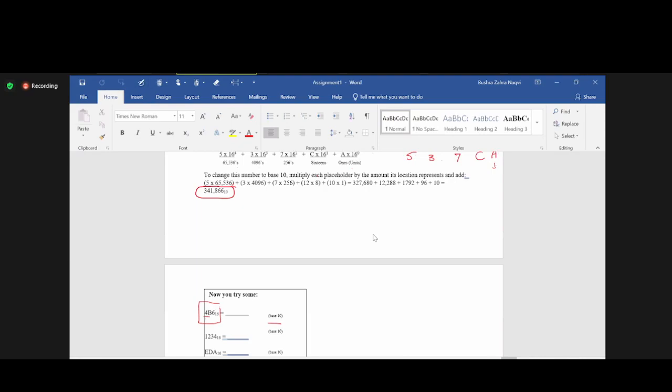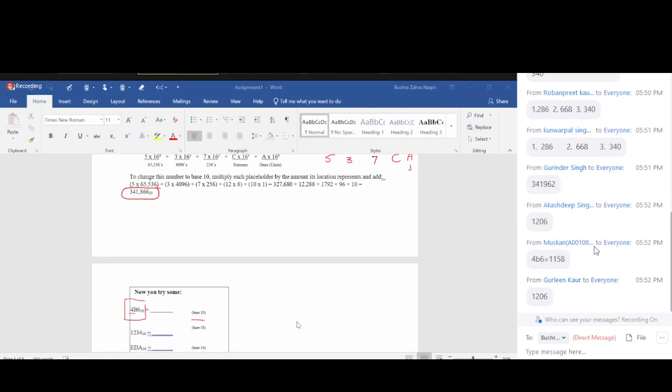I got an answer from Muskan. Muskan is helping everyone. Good. Do mention what number you're writing the equivalent for. Otherwise, other people who just joined in will be rubbing their eyes and saying, hey, what's going on there? 1, 2, 3, 4, and that is base 16. And then what is their base 10? 1206, correct?